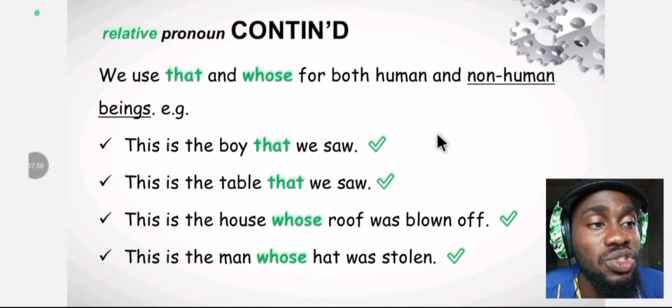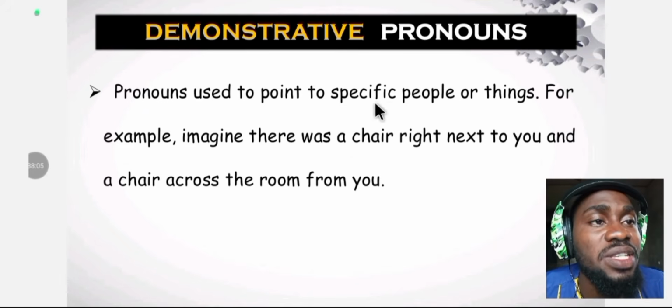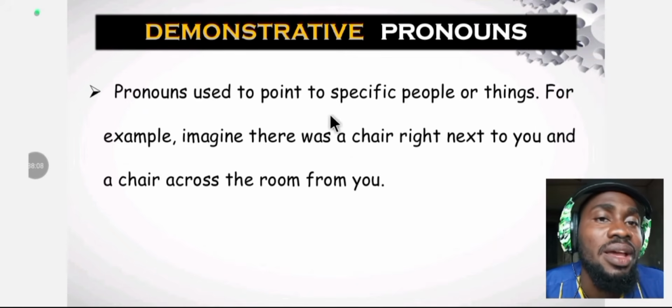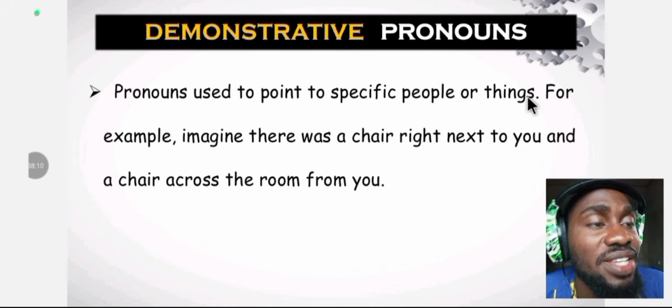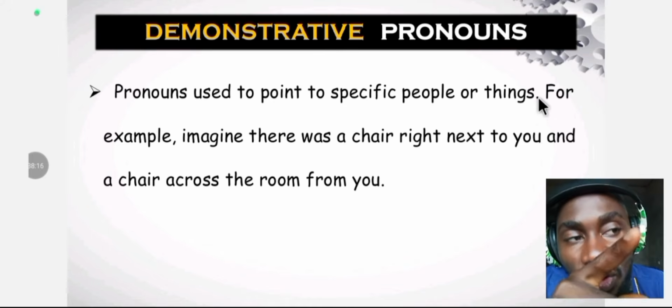Let's move over to demonstrative pronouns. Demonstrative pronouns are pronouns used to point to specific things or people. You use them to point at specific people or specific things.